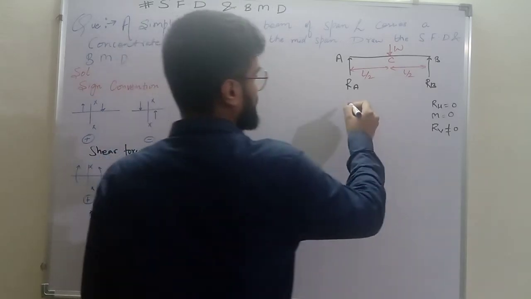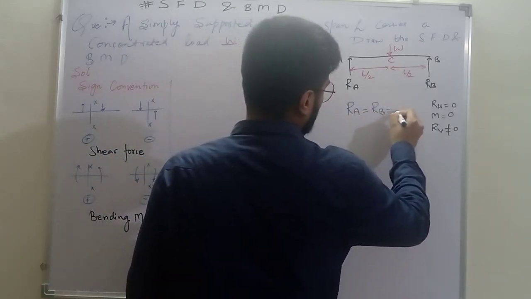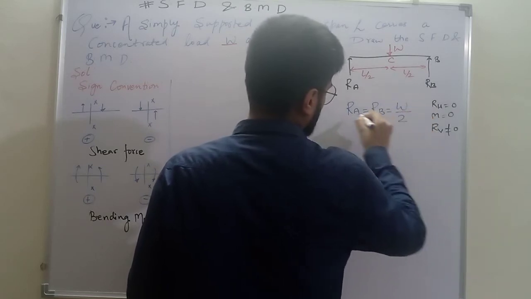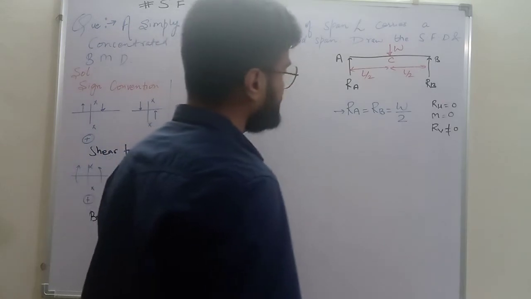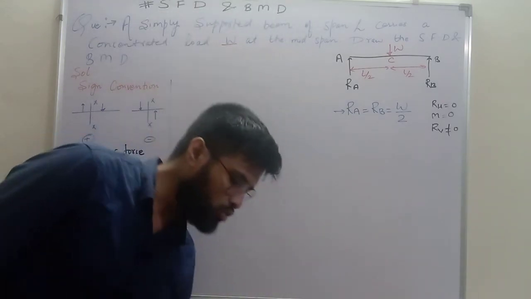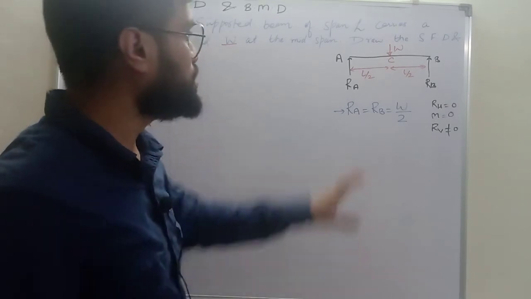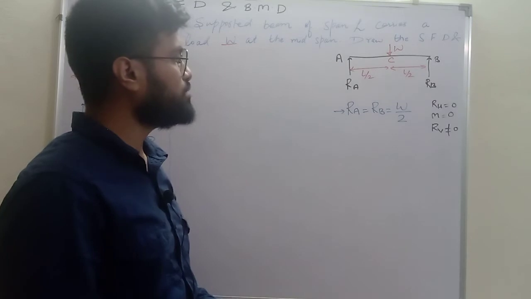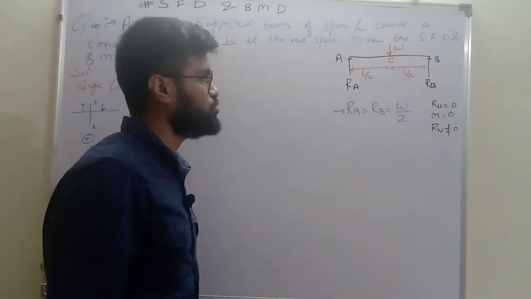So RA will be equal to RB, which will be equal to W by 2. Both will be equal, and they will be equal to W by 2. Why will they be equal to W by 2? Because this is a symmetrical beam and the load is acting at the center. Therefore, this will be W by 2, and this will be W by 2. RA and RB both will be equal to W by 2.